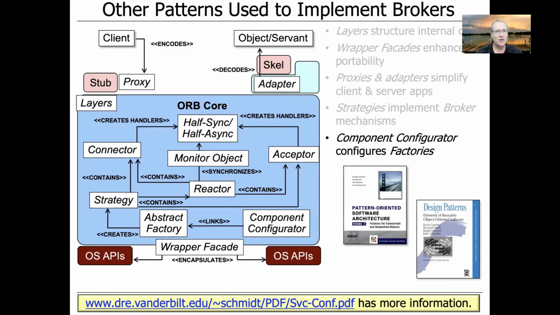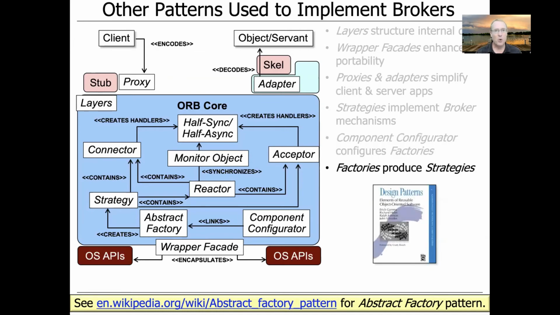So rather than having to statically recompile and statically relink everything, we instead applied a pattern called the component configurator pattern, which appears in the POSA 2 book. And we used this to configure factories from the Gang-of-Four book that would generate strategies. So we were able to script and dynamically configure the contexts and the infrastructure that made up the object request broker based on user needs. And of course, the factories that were dynamically configured would then produce strategies. And that's, again, the factory method and strategy pattern from the Gang-of-Four book.